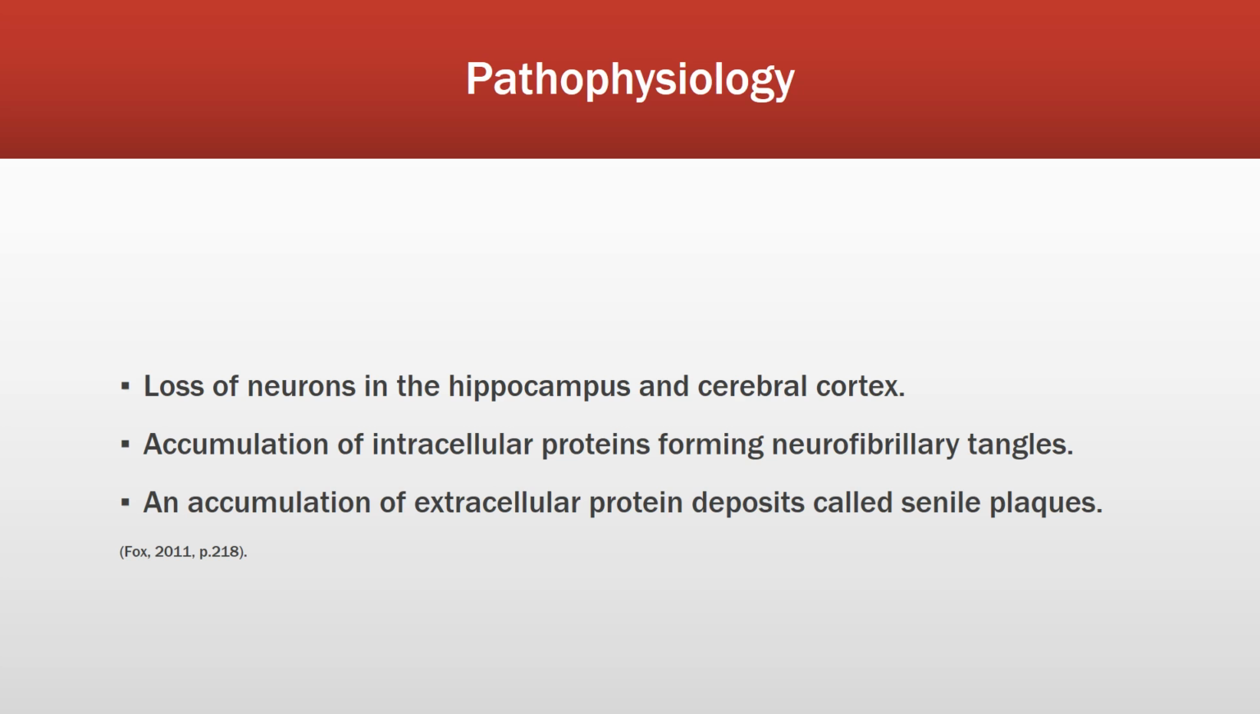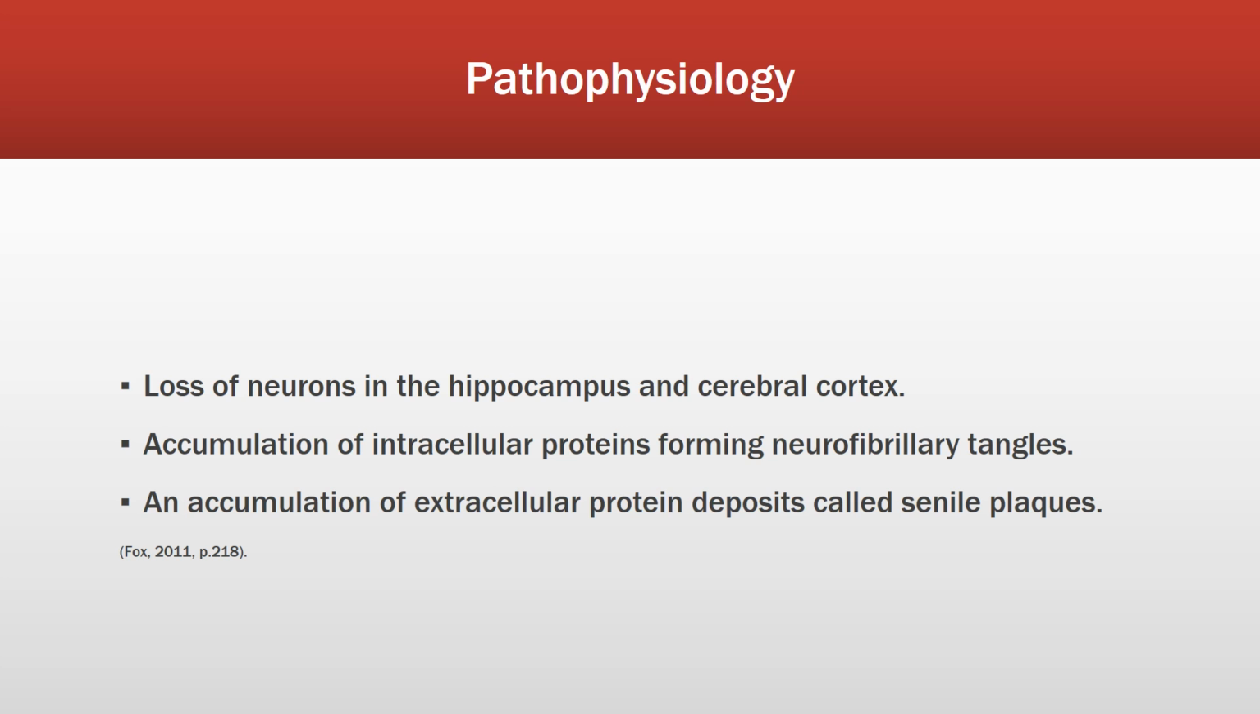Pathophysiology. People with Alzheimer's dementia have the following three pathological changes occur. First, a loss of neurons in the hippocampus and the cerebral cortex. The hippocampus is located on the floor of each lateral ventricle of the brain. It is thought to be the center for emotions, memory, and the autonomic nervous system. The cerebral cortex is the outer layer of the cerebrum and plays a role in consciousness.